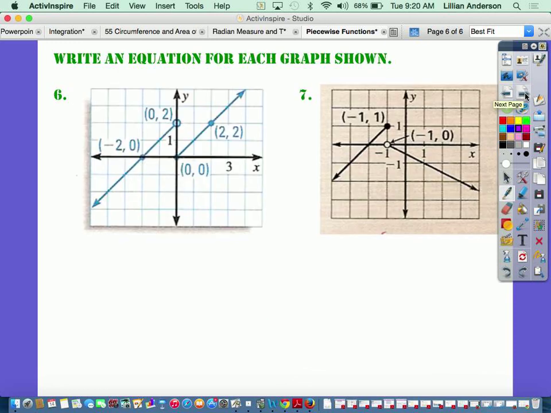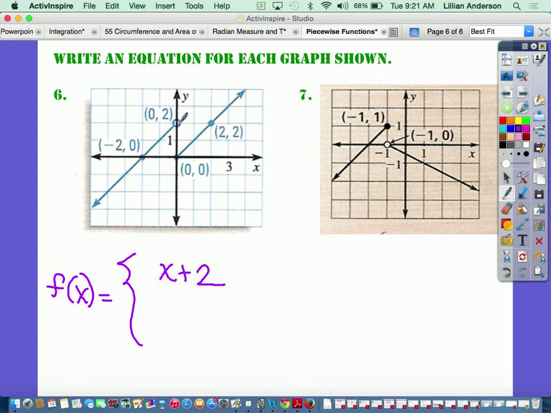We'll skip this one so you guys can look at this. It says write an equation for each graph shown. Clearly, both of these represent piecewise functions, so I need an f of x equals open curly bracket. Both of these are lines, aren't they? So they're going to be the form of mx plus b, right? So if I look at this first equation, what is the y-intercept? Where is the intersect of the y-axis? At 2. So I know my b is 2.